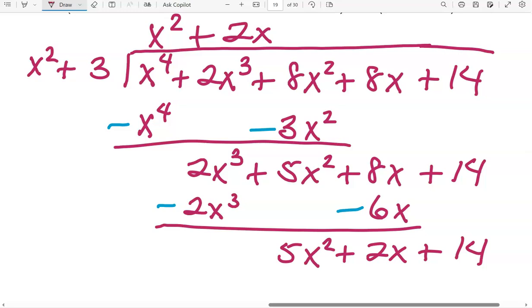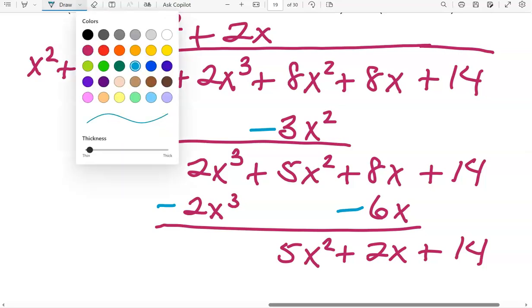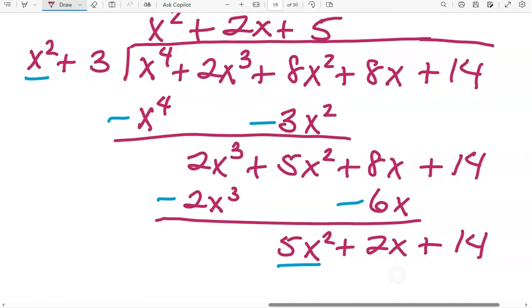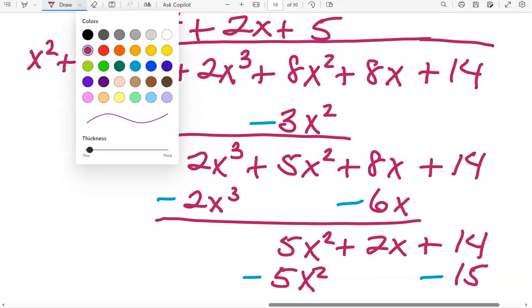Next, we're going to divide first term by first term. So 5x squared divided by x squared is 5. So plus 5 is the next term in the quotient. Next, we're going to multiply 5 by the entire divisor. 5 times x squared is 5x squared. 5 times 3 is 15. Next, we're going to change the signs of the multiplication that we just performed. First term to negative, second term to negative, and then add.